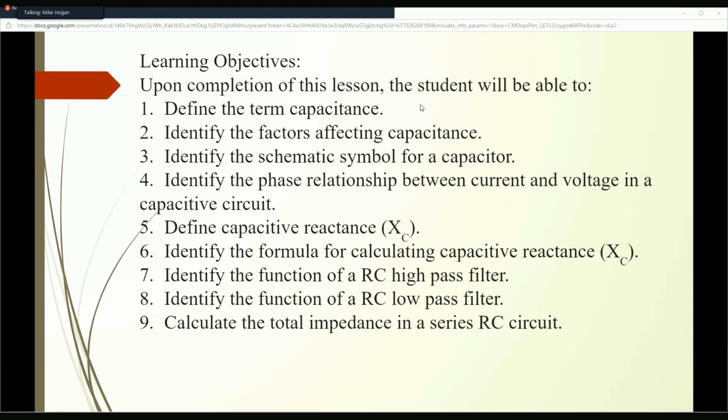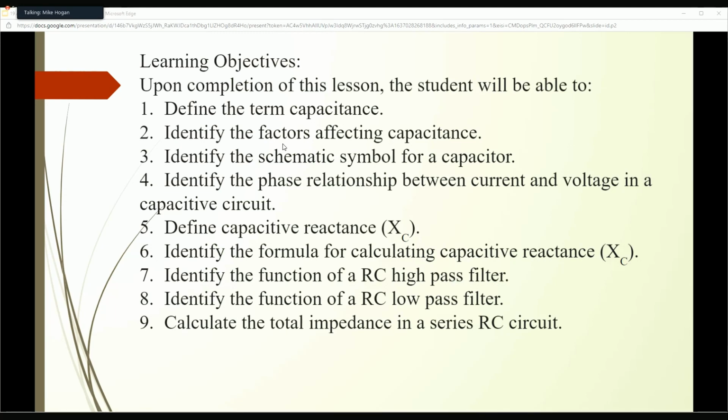But before we dive into that, we're going to talk about the term capacitance. Just like we had inductance, we've got a capacitance value. We're going to look at some of the same things in terms of phase relationship between current and voltage. We've already looked at a saying that indicates there is a phase relationship. Remember, we talked about ELI the ICEman. So ELI, voltage leads current. That was in an inductive circuit. This is going to be current leading voltage. We're going to see that.